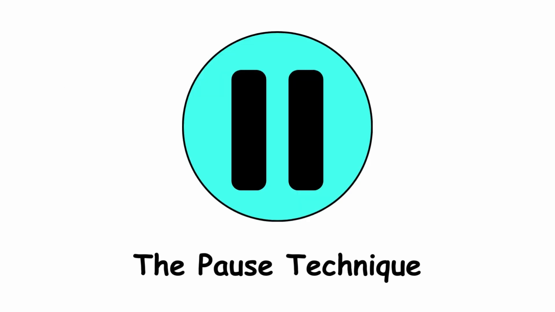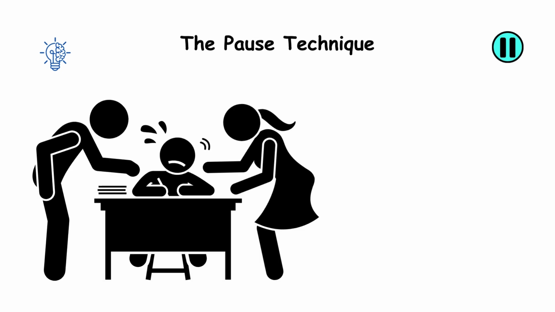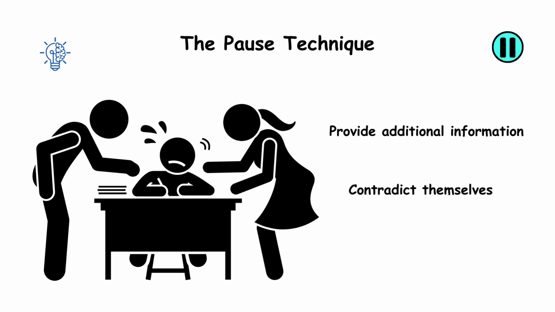The pause technique. After the suspect answers a question, the interviewer remains silent and maintains eye contact. This tactic makes the suspect feel pressured to provide additional information. As they continue talking, there's a greater chance they might contradict themselves or facts known from evidence gathered in the case.